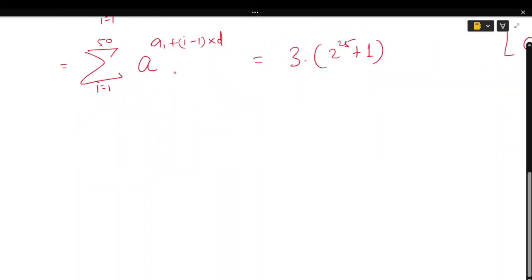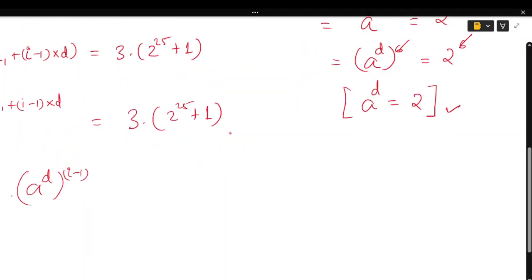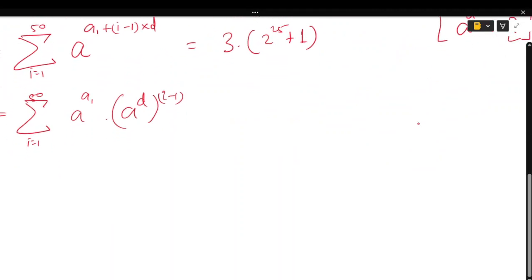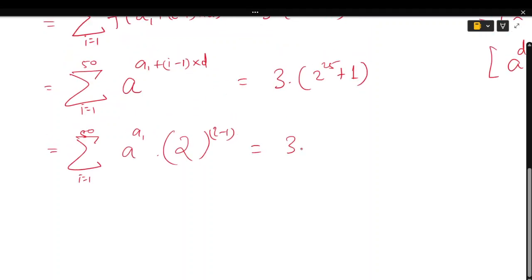Now by the exponent rule, one again can break this. So summation i equals 1 to 50. Now it will be a to the power a1 dot a to the power i minus 1 times d. Now again by the exponent rule, one can also write this as a to the power d whole to the power i minus 1. And we already know what a to the power d is. A to the power d is itself 2, so now we can replace this with 2. And that has been given as 3 dot 2 to the power 25 plus 1.